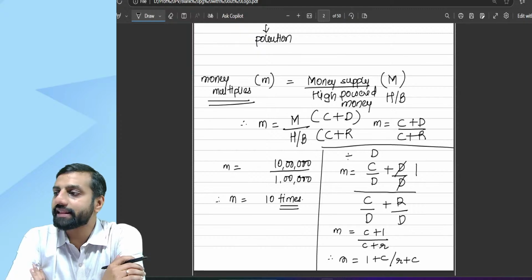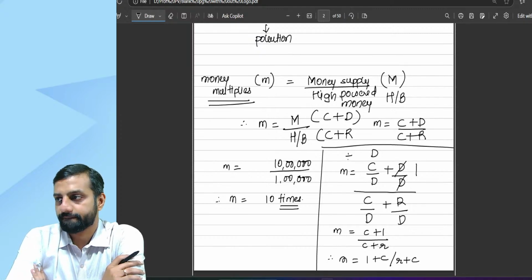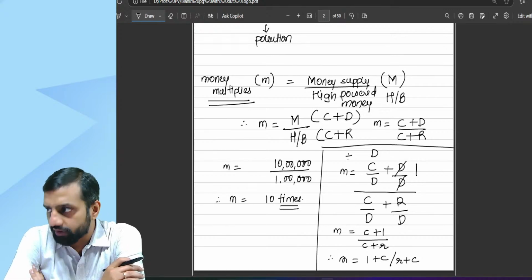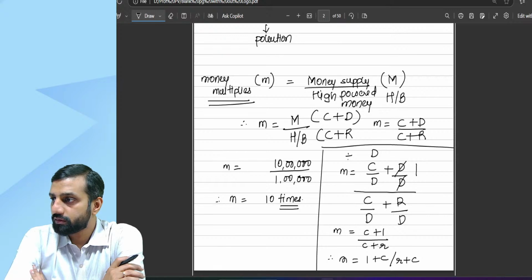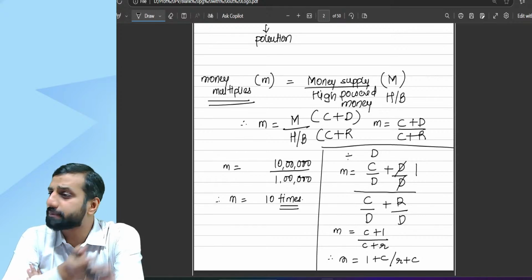Is there anything else that I can help you with in this concept? If anything specific, do let me know. I will cover that part as well. Then, Surya, are you done with the determinants of money multiplier?